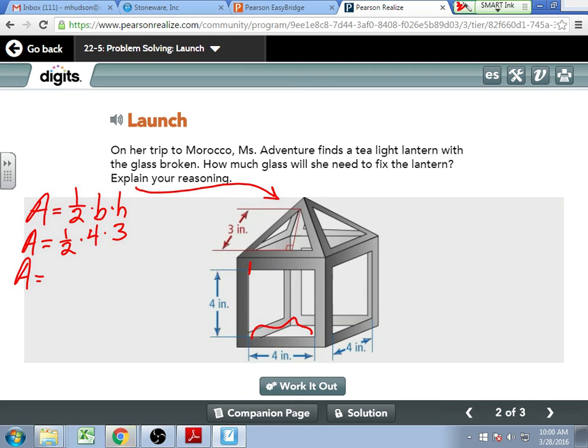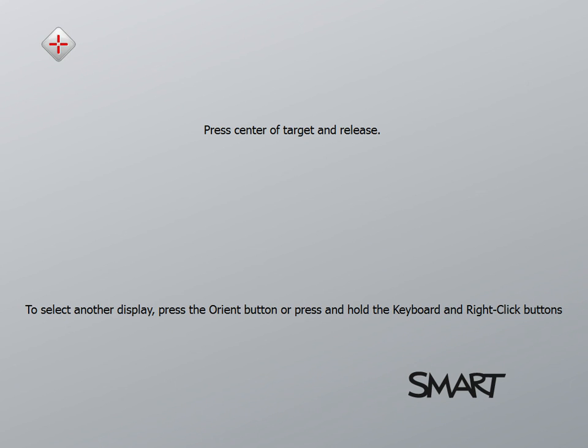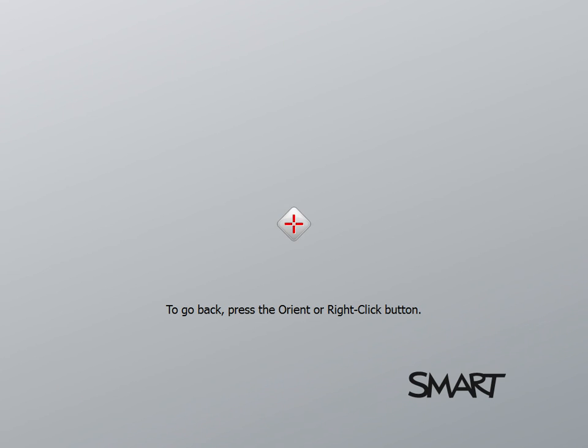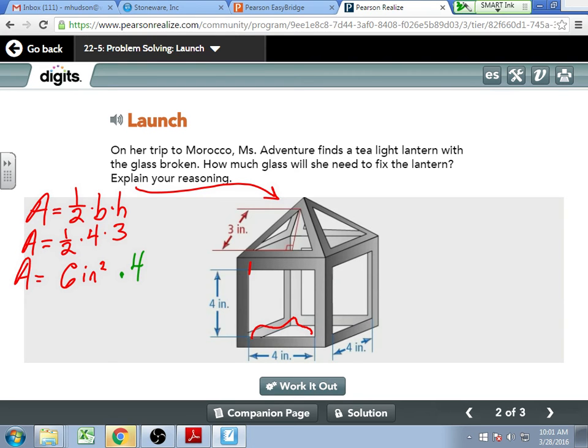Shahib, this is also why I do my 1/2 first. 1/2 of 4, real easy. So half of 4 is? 2. 2 times 3 is? 6. So we get 6 inches squared. What do we need to do now? Because there are 4 of those glass sections on the top, so we times it by 4. Try to do the base part while I orient this real fast. So this would give me 24 inches squared.